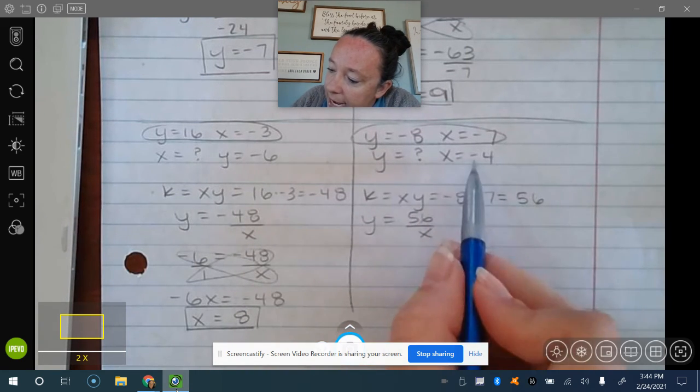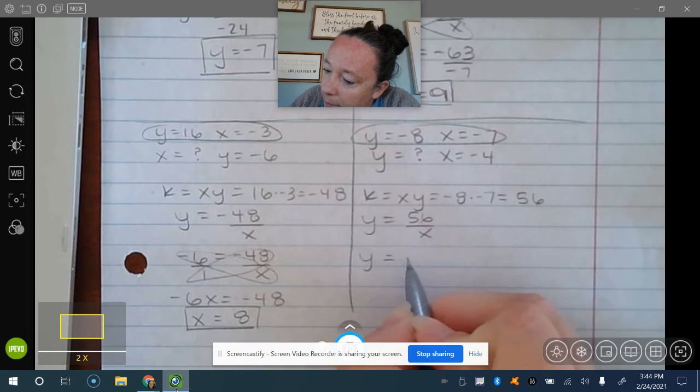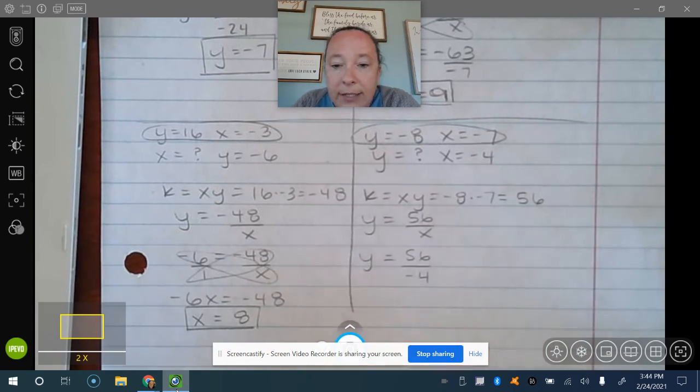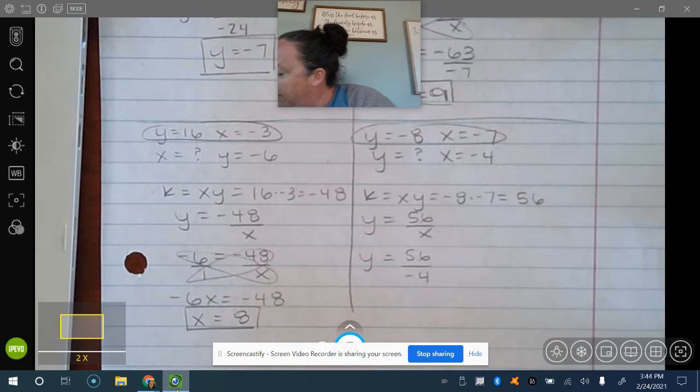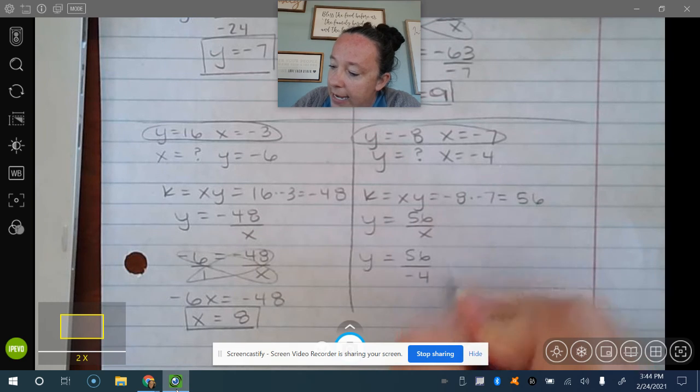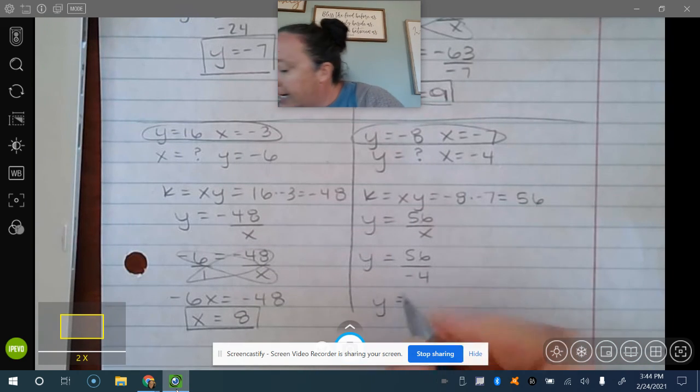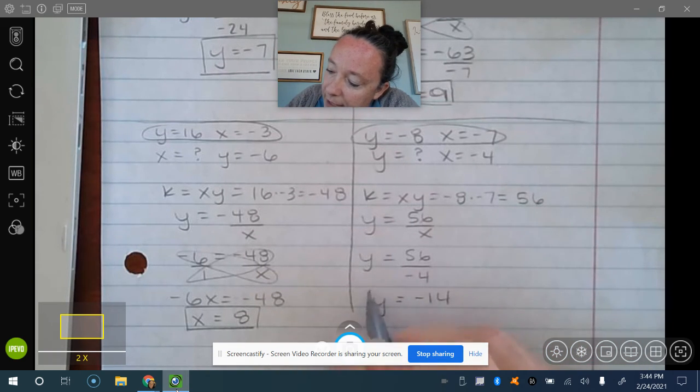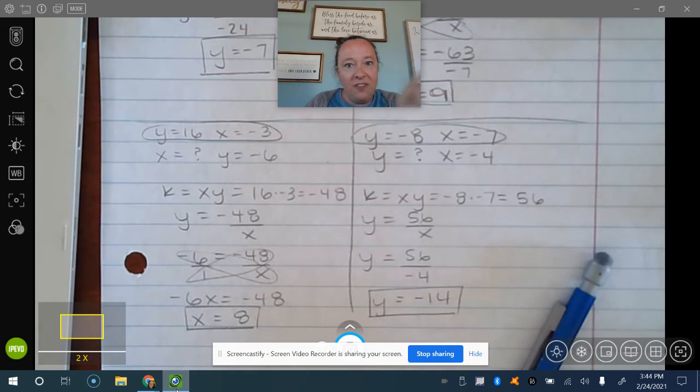Now, I need y when x is negative 4. So this one's a little bit better. I just plug the negative 4 in right there. 56 divided by negative 4. I get that y equals, let's see, negative 14. There you go. I'll pop these back in on the slide.